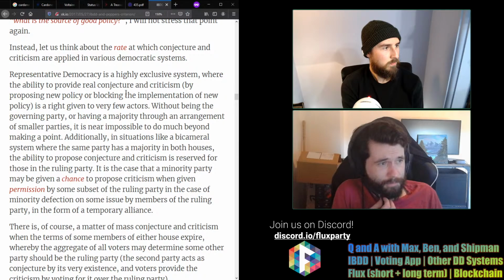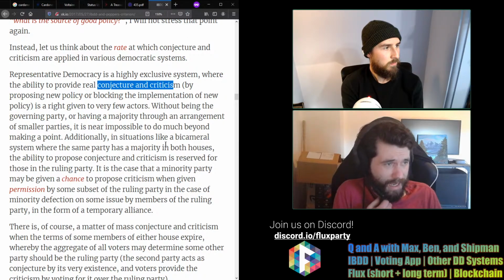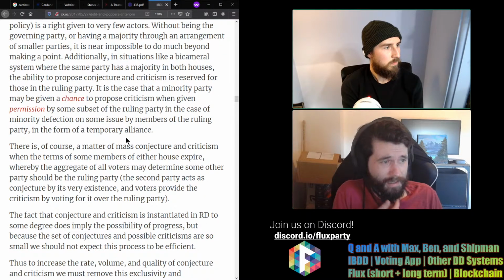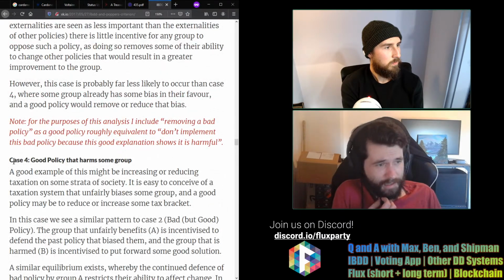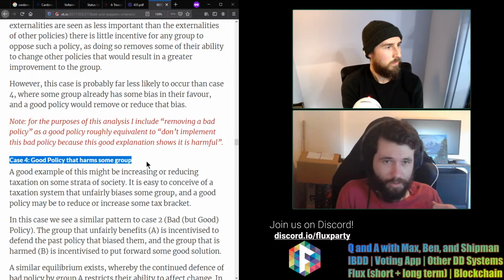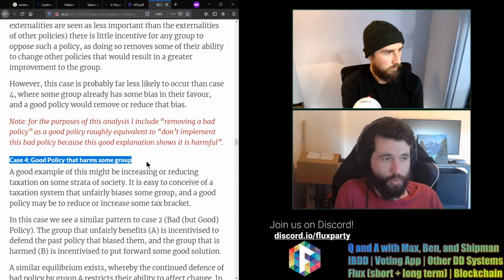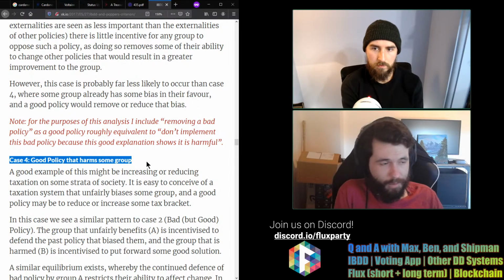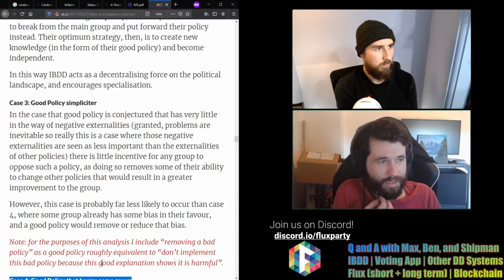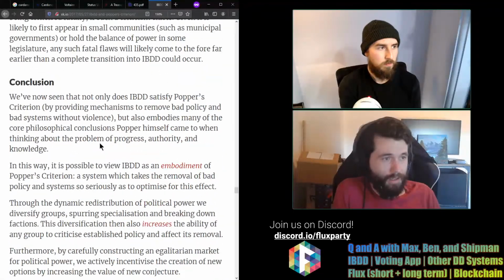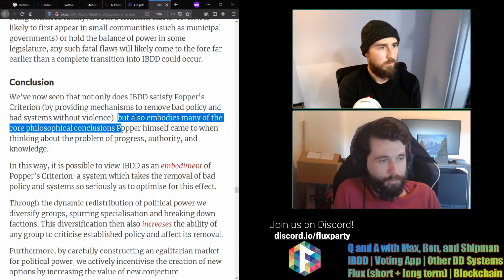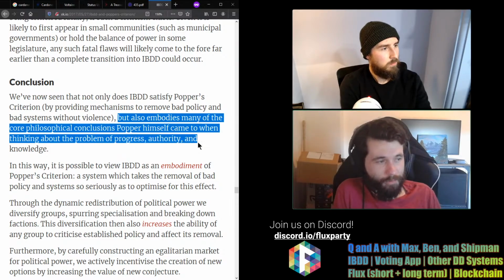There's stuff about the exclusivity of systems like conjecture and criticism, so there's mechanics and at least some discussion of that in there. Further down, there are particular examples of what type of situations are going to arise between two interacting sides about any one issue. What are the incentives? How do they act? Basically, the paper's making a point: we've seen that not only does IBDD satisfy Popper's criterion, but it also embodies many of the core philosophical conclusions Popper came to when thinking about the problems of progress, authority, and knowledge.